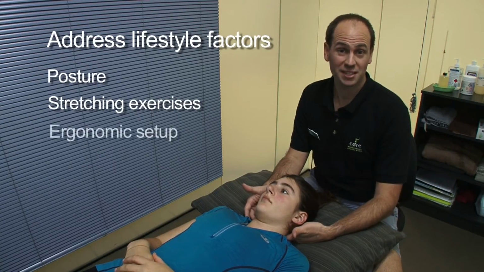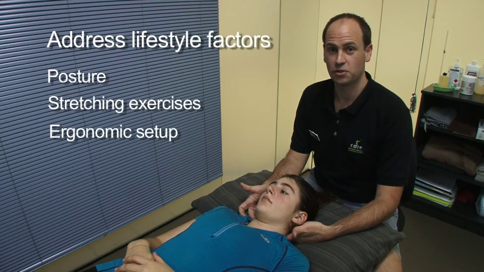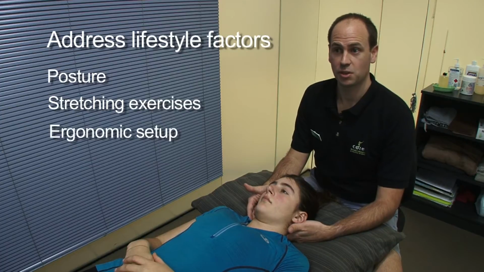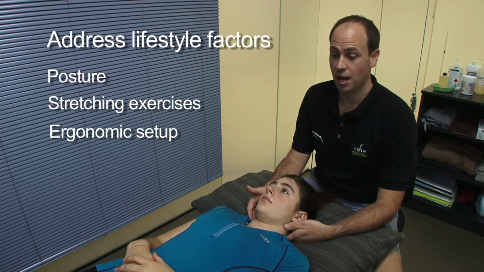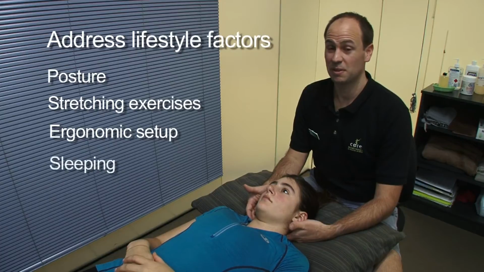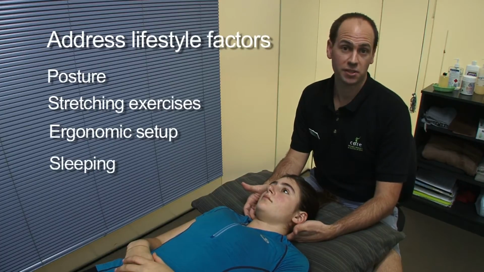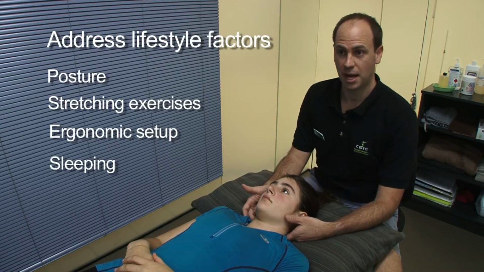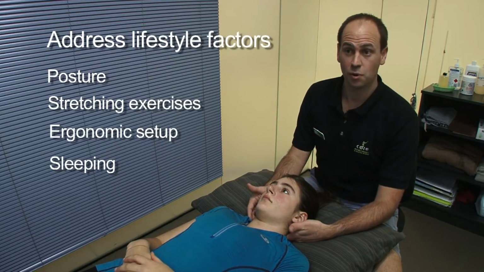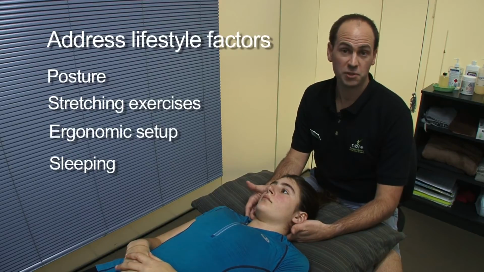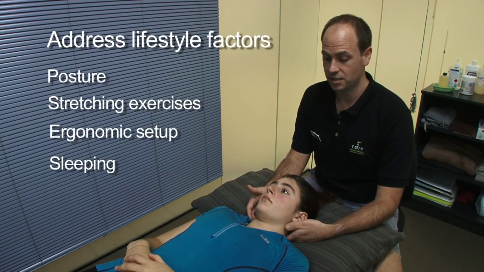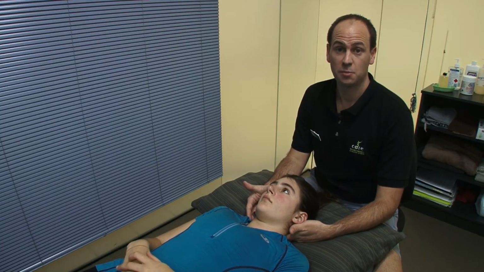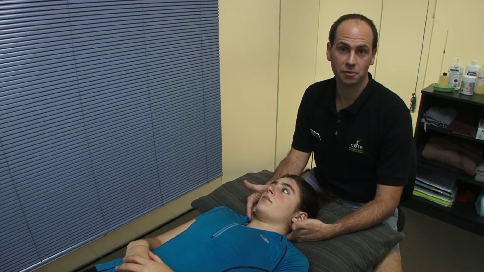Looking at their ergonomic setup, so if they're in an office job or studying, then we want to look at how they're positioning themselves during those activities. If they're having problems with sleep and waking up with headaches, then we also obviously want to have a look at how they're sleeping. So are they sleeping on their side or their back? Do they have enough support from their pillow and bed to support their neck appropriately during those activities? And then hopefully we'll be able to get to the bottom of maintaining them and preventing them from getting headaches into the future.